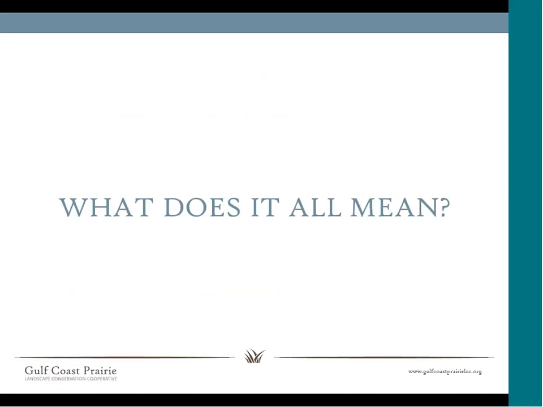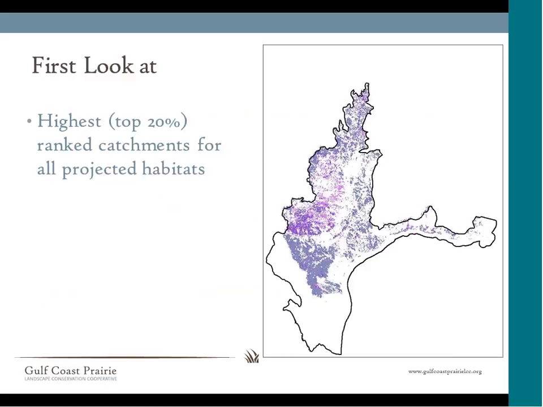Okay, so what does it all mean? I've presented a bunch of different layers, and I've just talked about combining them and submitting them. So what I'd like to do is present, for the first time, a look at a draft blueprint version 0.1.